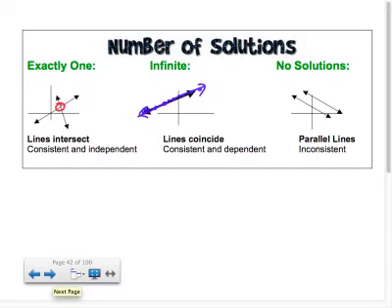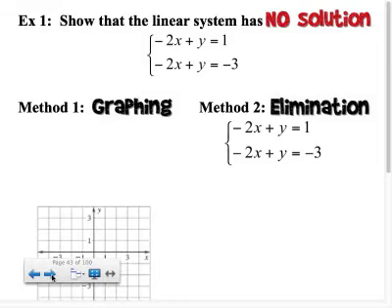And the last scenario is that you have two distinct lines that happen to be parallel. Clearly we know by definition that parallel lines will never intersect. And so hopefully it makes sense that if lines are parallel, there will be no solutions to the system. So those are the three different scenarios we're looking at.